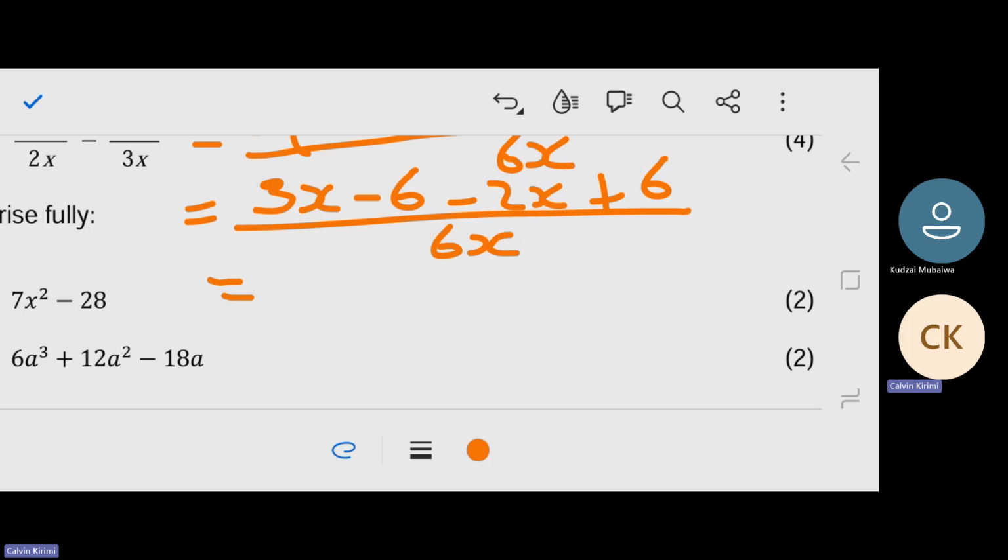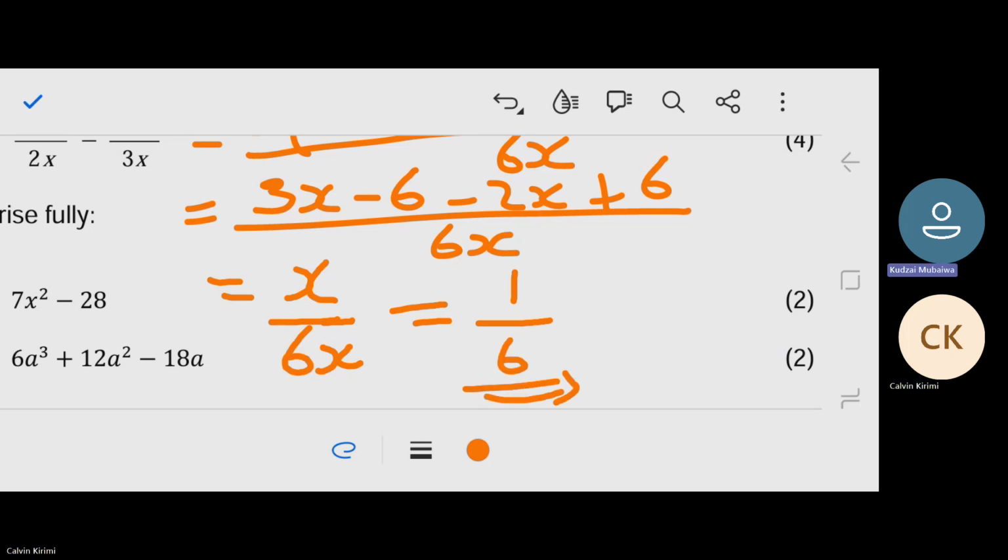We are going to find that 3x minus 2x, what do you get? What is 3x minus 2x? x. Then minus 6 plus 6 is 0, isn't it? Then it's over 6x. Then you find the like terms are cancelling out, which means x and x, then you'll be left with 1 over 6.